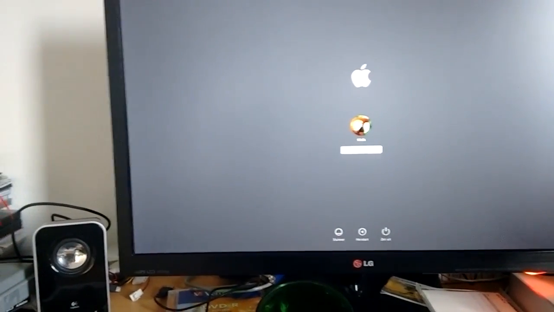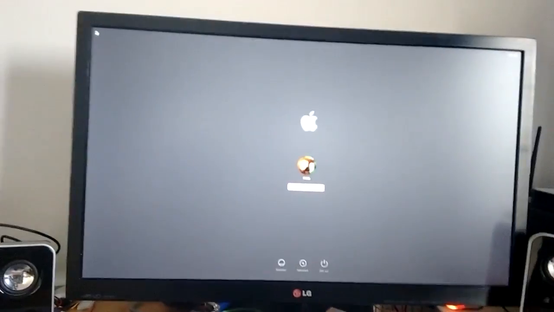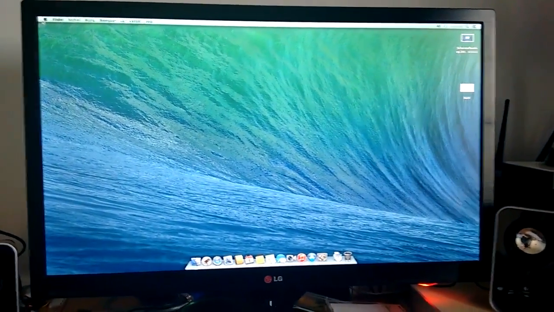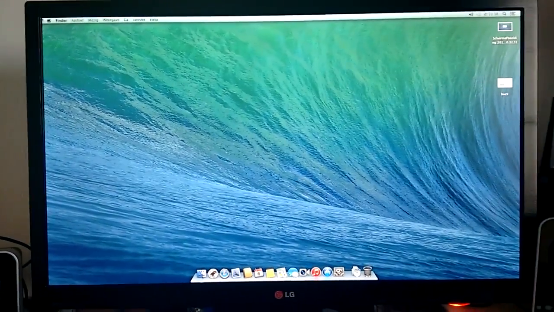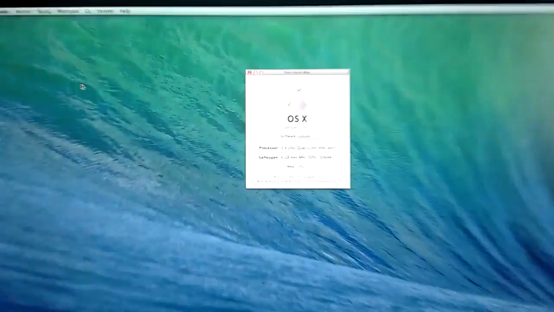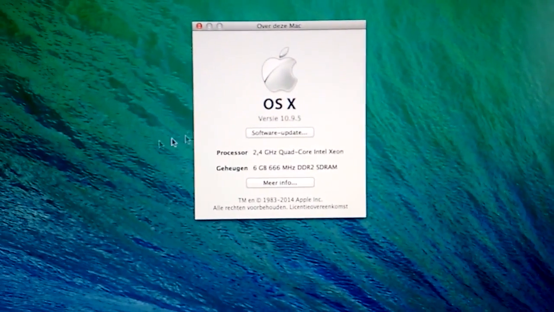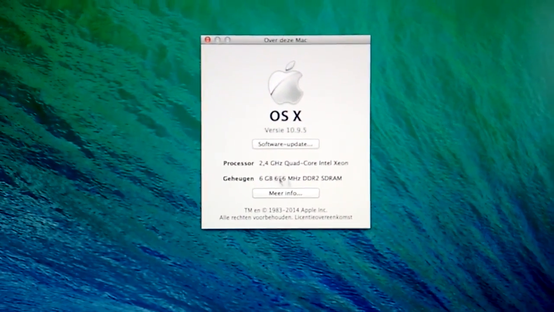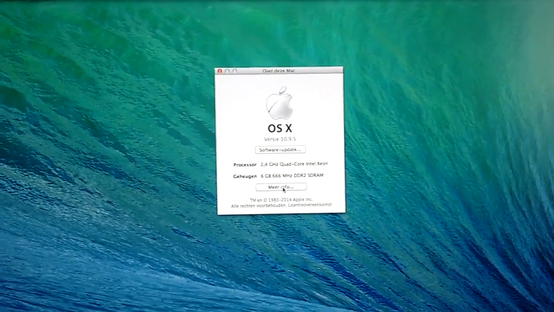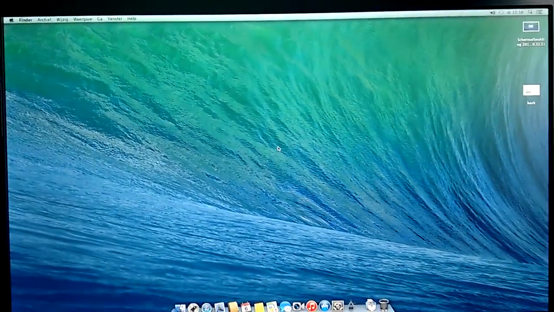By the way, this thing uses my original drive from my Mac Pro, which is actually very funny, because it actually has an Apple certified hard drive in it. And, well, there we go, OS X Mavericks desktop. 2.4 gigahertz quad core Intel Xeon, it says. Well, it's actually a Core 2 Quad Q6600 running at 3 gigahertz at the moment.